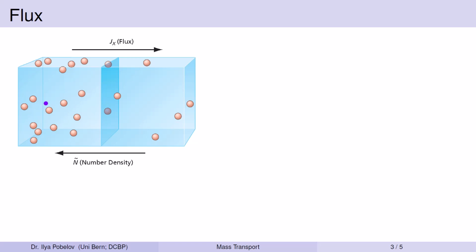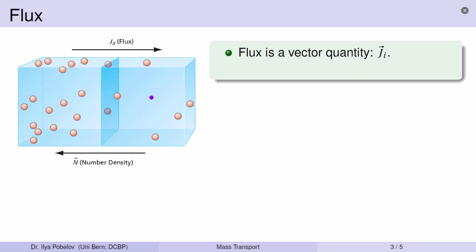However, if the particle density becomes greater on one side of the container than the other, the system is no longer in equilibrium. The gas particles will naturally move from the area of higher density to the area of lower density. Going into more details, flux is a vector quantity.